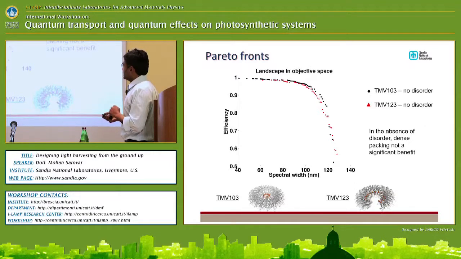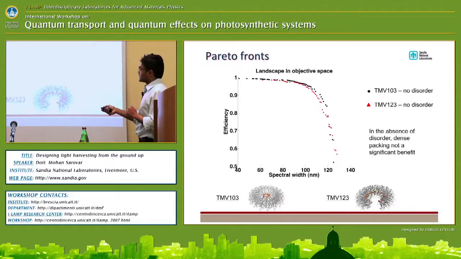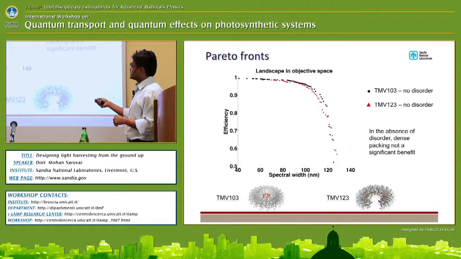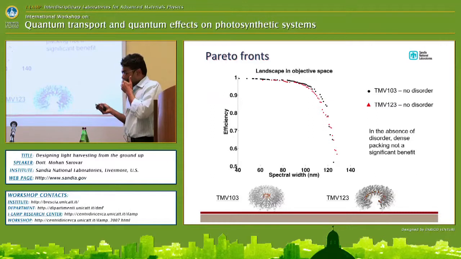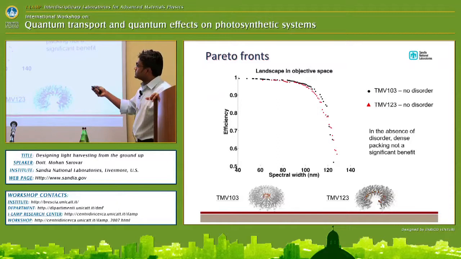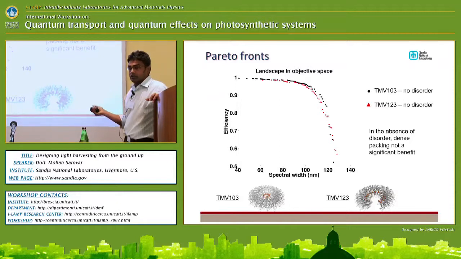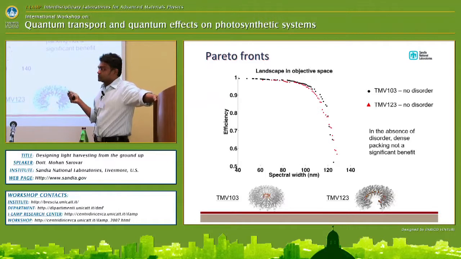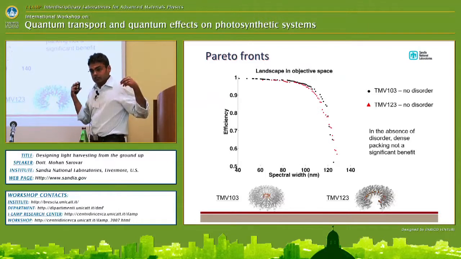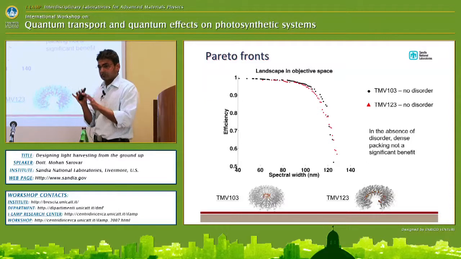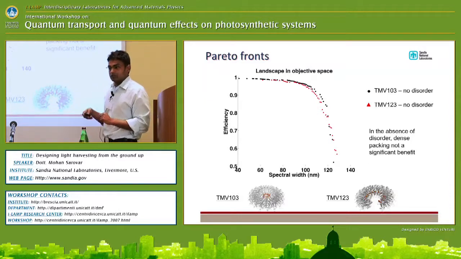And so this is the Pareto front for TMV 123. This is exactly the same plot. I've just removed all these solution points because it clutters up the plot. So the black points are exactly the same black points I had in the last slide. But now the red triangles are the Pareto front of the TMV 123. Something surprising here is that the increased density of TMV 103, the black points, doesn't really seem to help here. And I should have mentioned at the beginning that there's no disorder in this system. So I'm assuming that you throw in the chromophores and there's absolutely no disorder. This is unrealistic, but I want to show you the difference between when you have disorder and you don't.